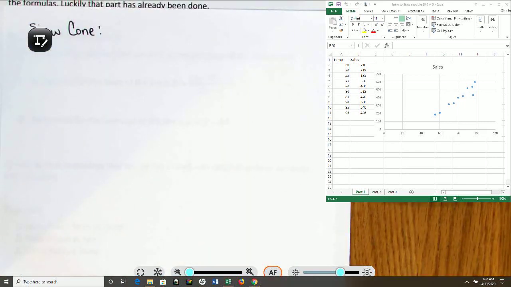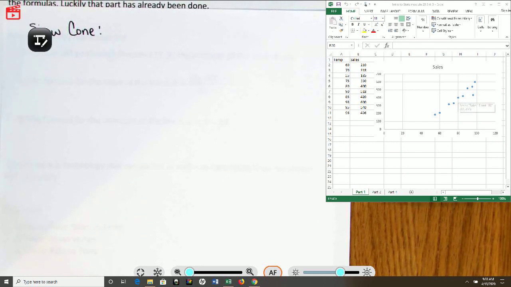Okay, so here's our snow cone data. Again, I should have labeled this with our temperatures. This one was the number of snow cones we actually sold, and here was our data. And we did, in the last piece, say that there was a linear relationship, even stronger, a positive linear relationship.